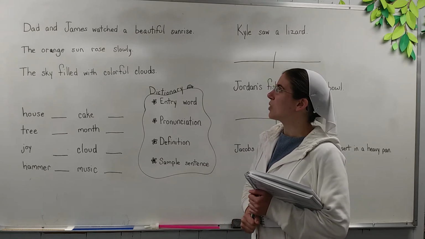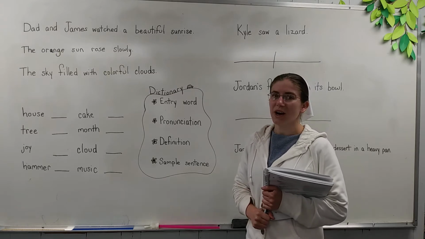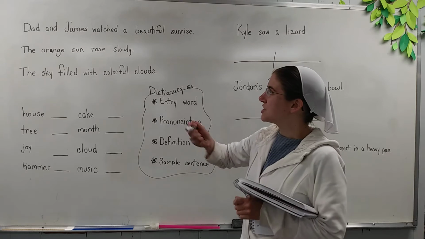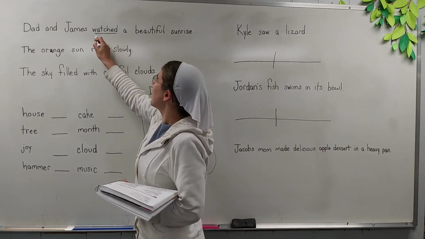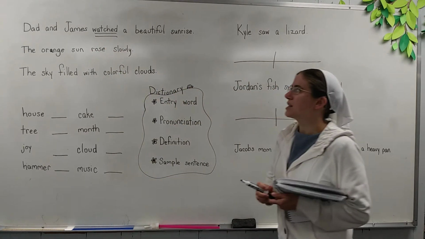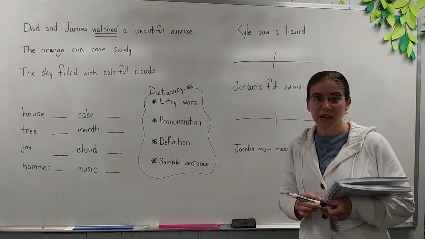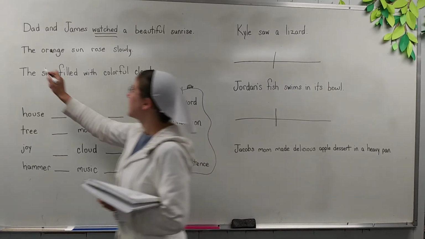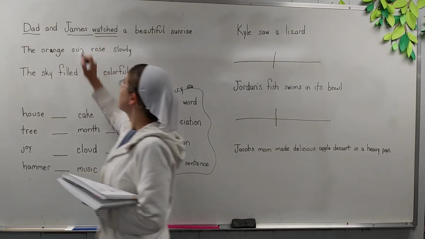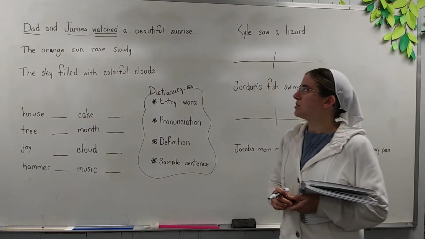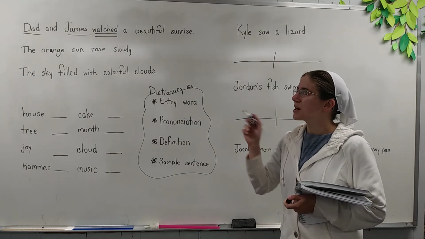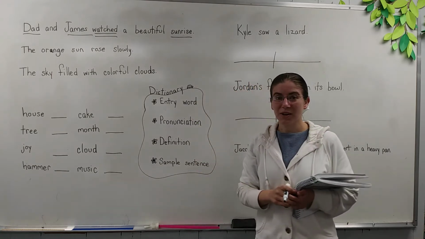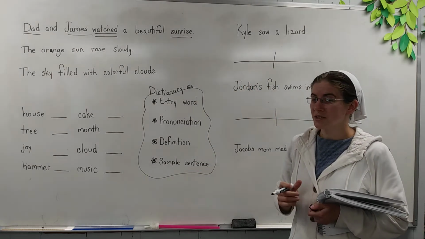Dad and James watched a beautiful sunrise. What is the action in the sentence? Watched. Dad and James watched a beautiful sunrise. Now, who watched? Who are the nouns in the sentence? There's two of them, Dad and James. Our subject, there, our subject. Here's another noun, sunrise.